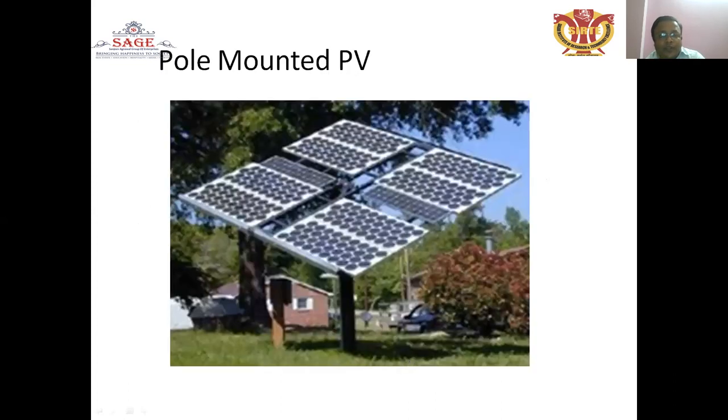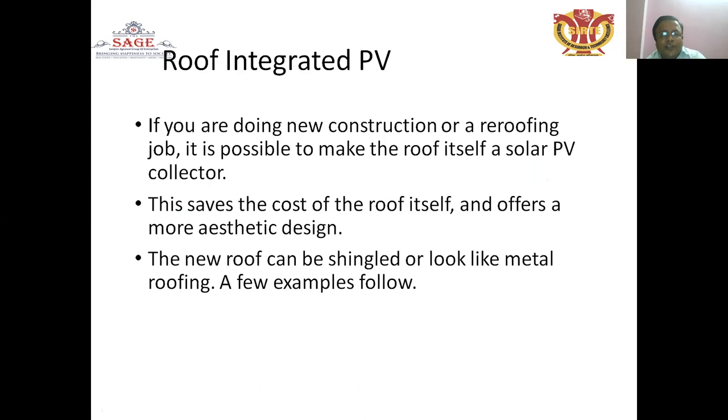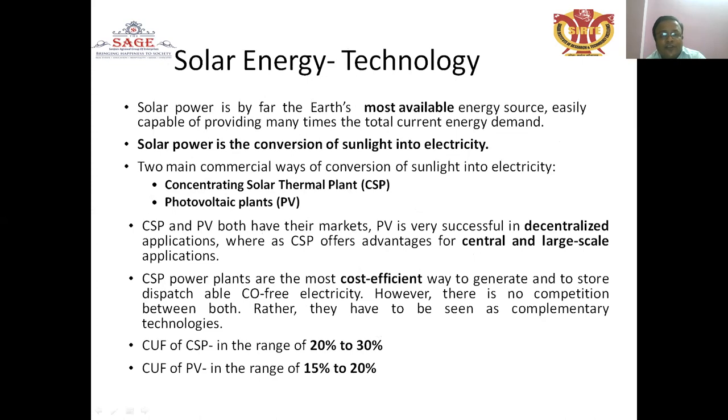Pole mounted PV is a system where a number of solar cells make up a pole mounted PV. Roof integrated PV: if you are doing new construction or a re-roofing job, it is possible to make the roof itself a solar PV collector. This saves the cost of the roof itself and offers a more aesthetic design. The new roof can be shingled or look like metal roofing. A few examples follow. That is solar energy technology.